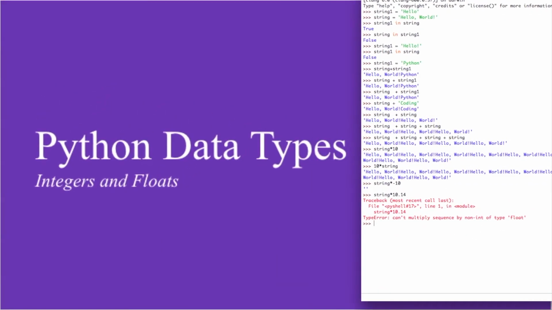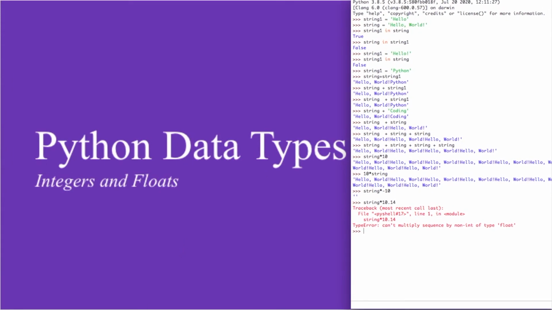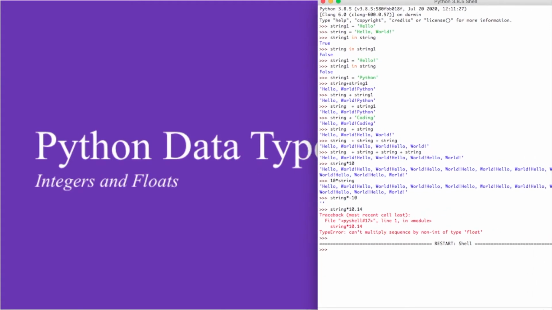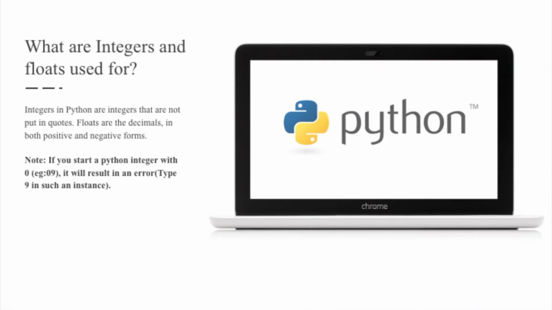And speaking of integers, let us learn about them now. So for that, just go to IDLE and say restart shell. Yes, now all our variables have been reset and we can start off from fresh. So now here, what are integers and floats used for? Integers in Python are integers that are not put in quotes. If you put them in quotes, they become strings.